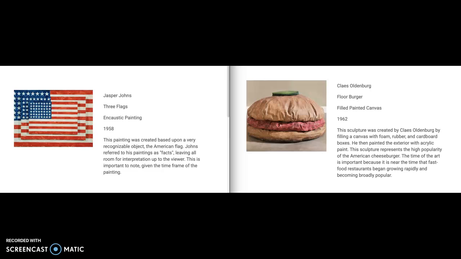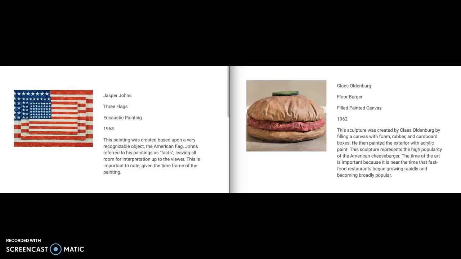The next difference that we can point out is the media used. So as I said, the one on the left is an encaustic painting, which is when hot wax is used on a surface with pigment to give it the color. And then on the right hand side for Floorburger, the artist used canvas, which he filled with foam, rubber, cardboard boxes, other miscellaneous stuff like that.